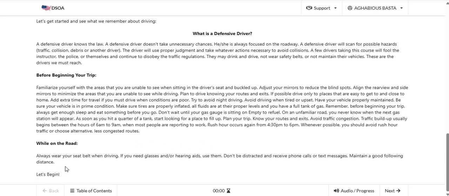While on the road, always wear your seatbelt when driving. If you need glasses and or hearing aids, use them. Don't be distracted and receive phone calls or text messages. Maintain a good following distance. Let's begin.